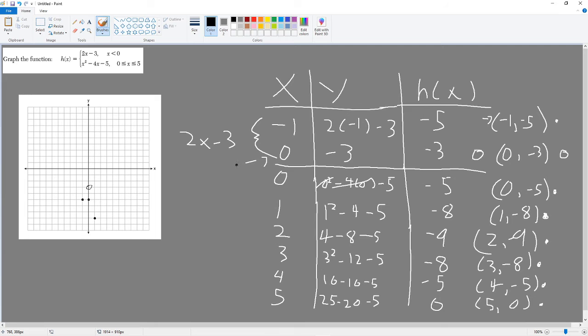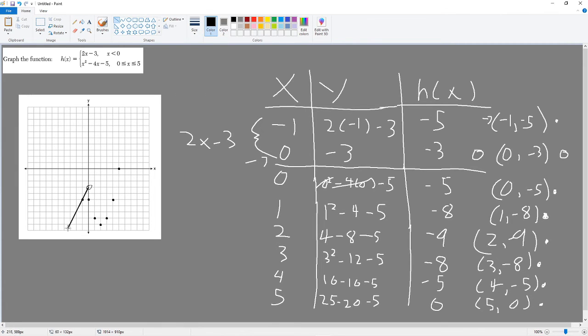Right? And then 2, -9. This is 2. This is -9. Right? 3, -8, just right here. And then 4 is -5, back here. And then 5, comma, 0, which is right here. Okay, so let's draw some lines here.